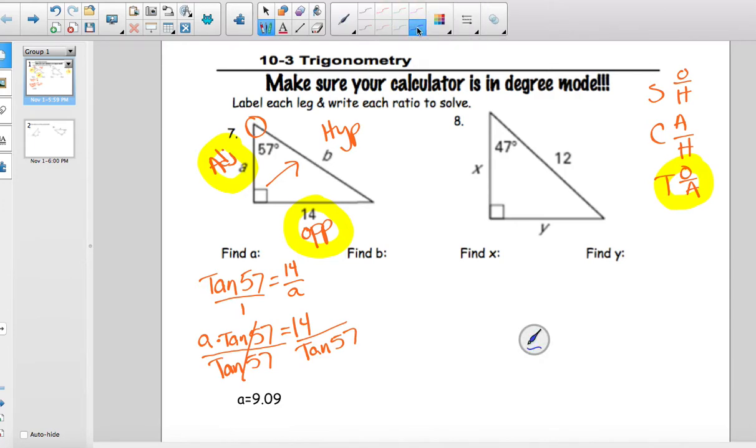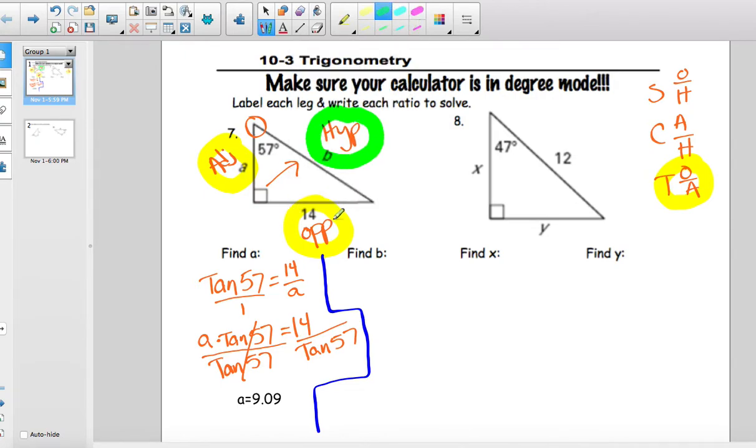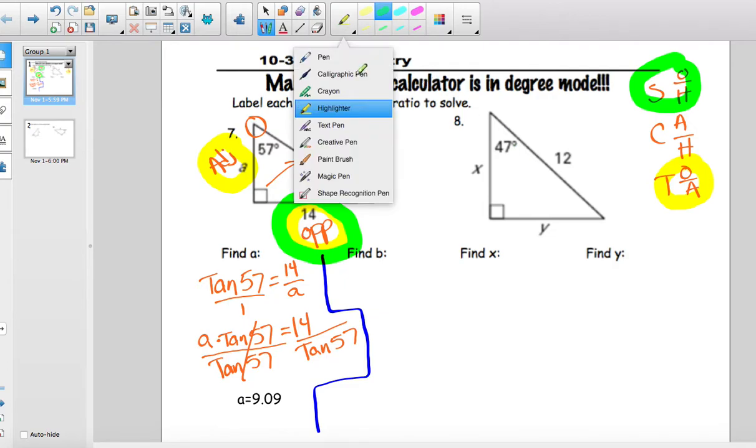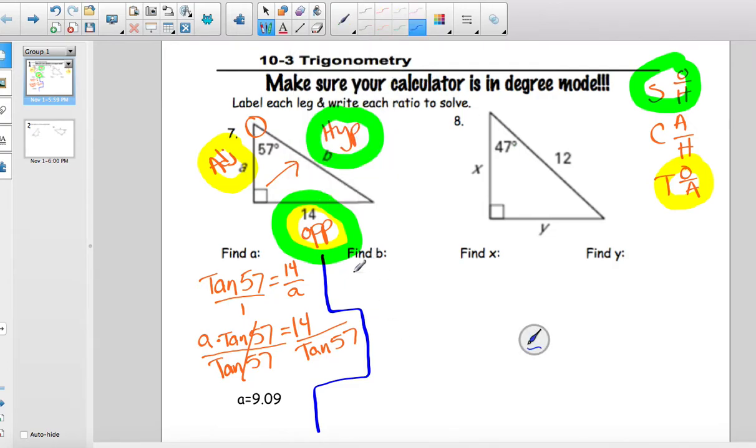And I'll try not to talk for so long this time. All right, so finding B. Again, how do we know which trig function we are using? It is based on what we want and what we have. We want the hypotenuse. We have the opposite. That's O and H. Find the trig function that uses O and H. That is the sine function. So we're going to use the sine function this time.